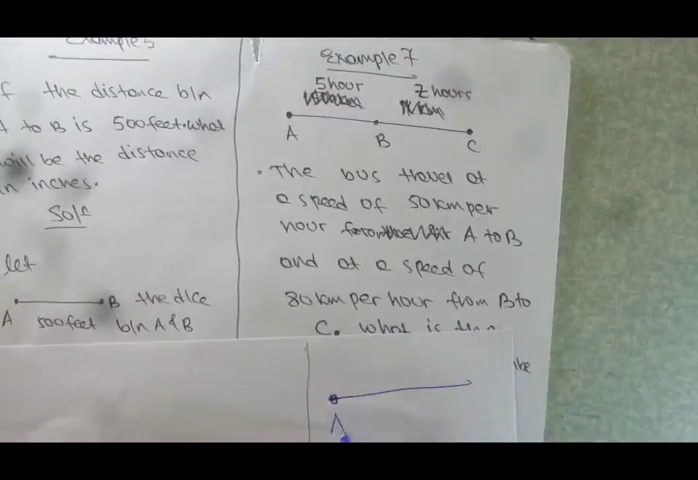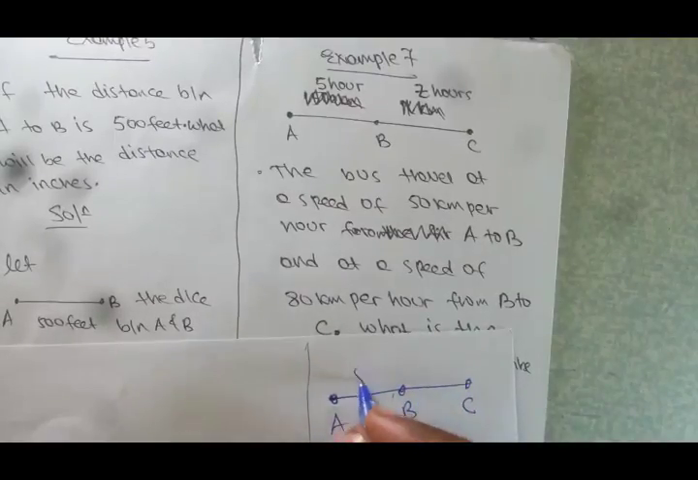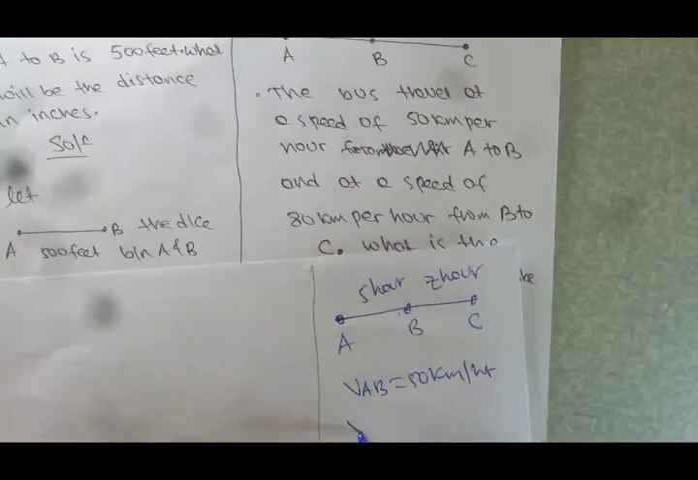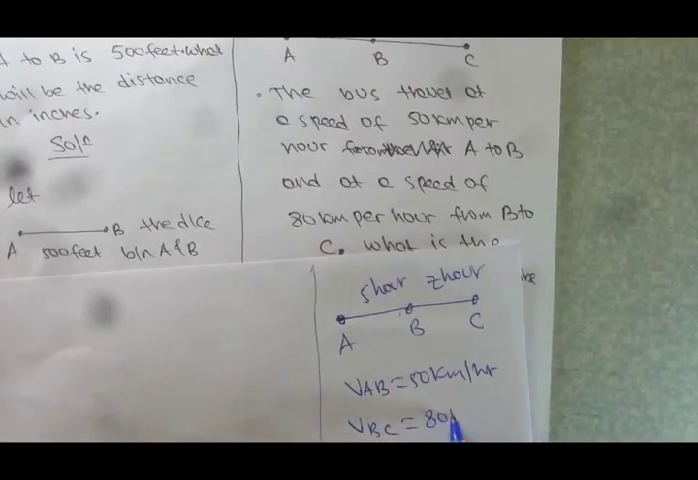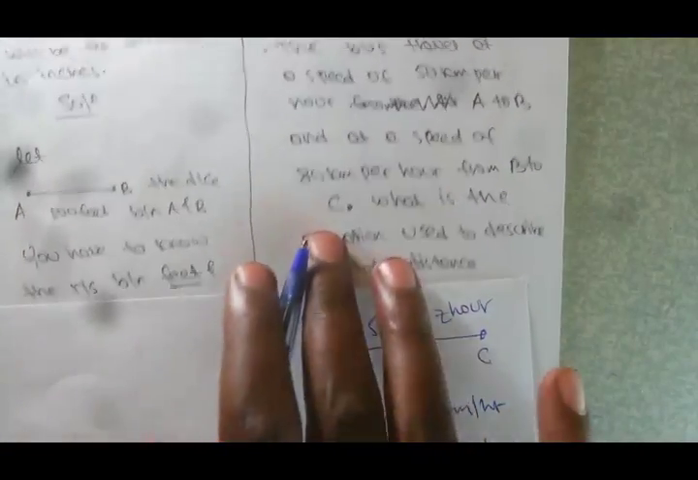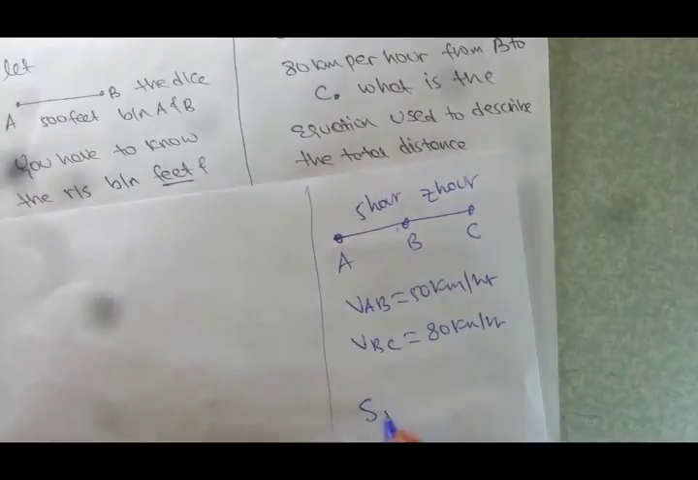Example 7 is given. We are given point A, point B and point C. The time from A to B is 5 hours, and the time from B to C is Z hours. The bus travels at a speed of v of AB, 15 km per hour, from A to B, and v of BC is 18 km per hour. We are asked what equation describes the total distance. We are asked to find S total.